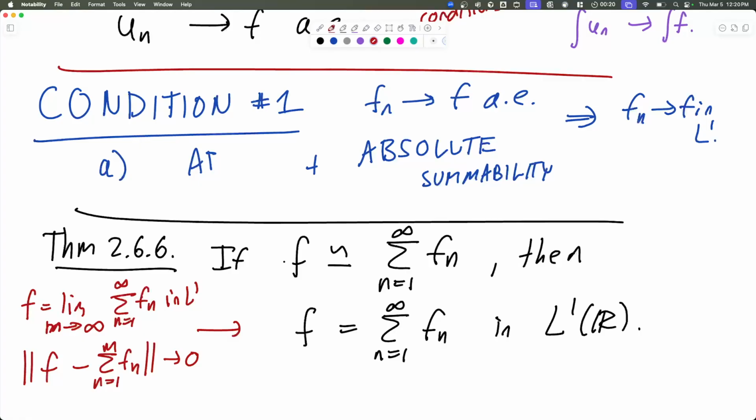Should it be an M on top of the sum? Yes, very good. Yes, okay, great. Fantastic. Yes, this should be an m up here. So you sum up the first m, and then you take the limit as m goes to infinity. And this is a sequence of things in L1. What does it mean for a sequence of things to converge? It means the difference in norm goes to 0. Very good. Okay, let's do the proof.